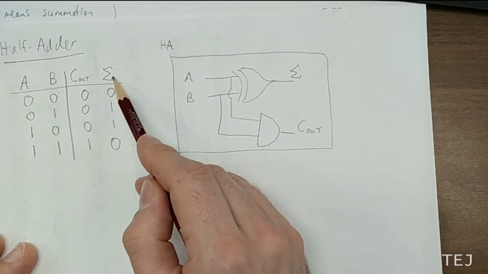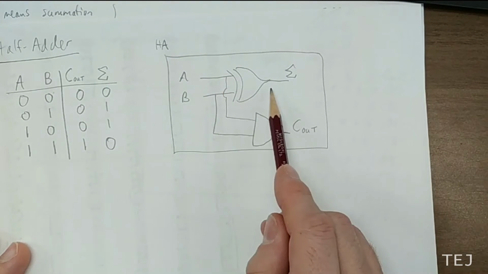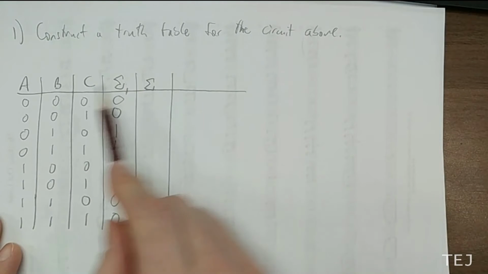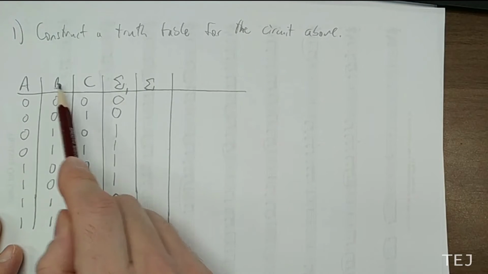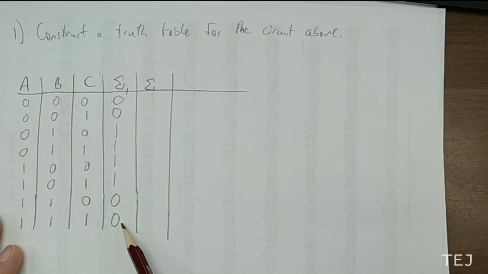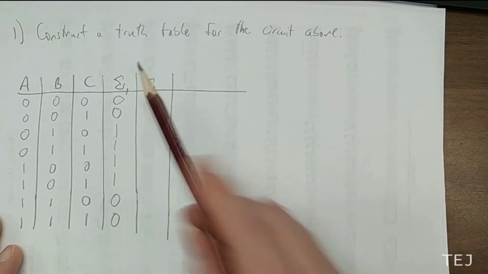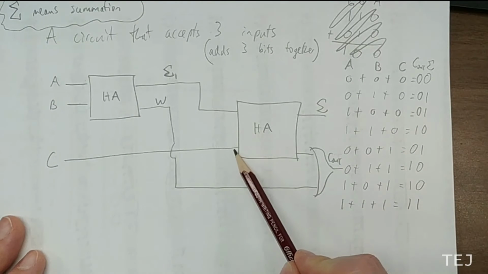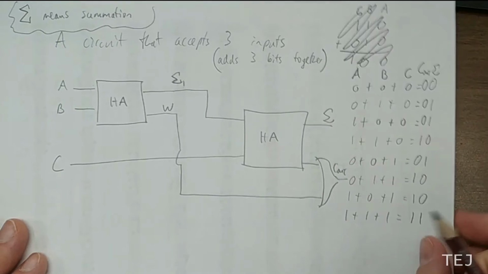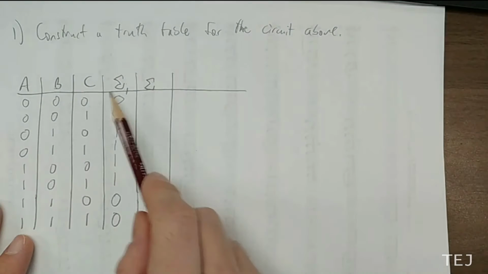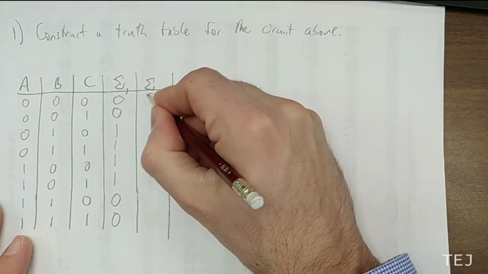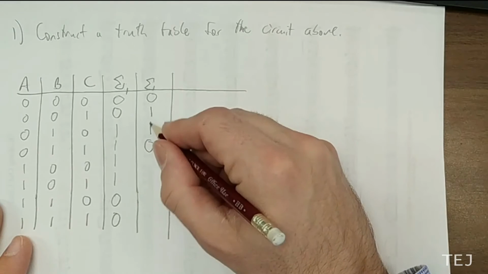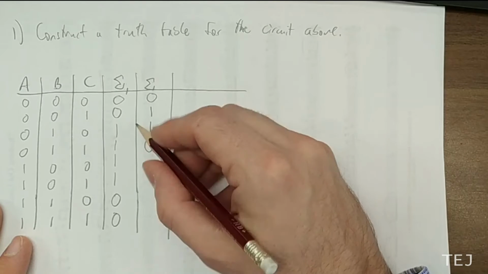So the sigma column is the ones place. It's represented by an XOR. So if we go back here, sigma 1 is XOR of A and B. So we're going to do an XOR between A and B, and that's what we did in that column. Sigma is the XOR of sigma 1 and C. So we're going to do an XOR with sigma 1 and C. So these 2 columns. So let's do an XOR. So the only time we get 1 is if exactly one input is 1.